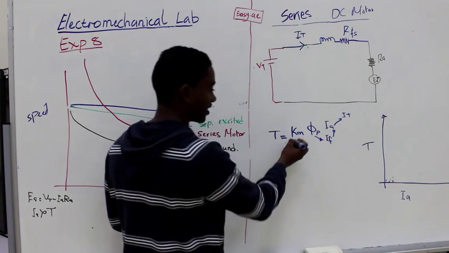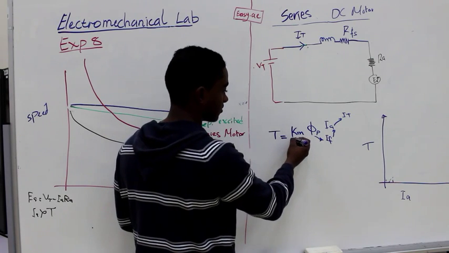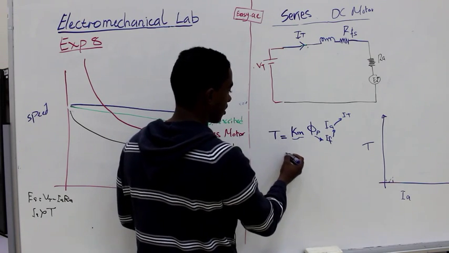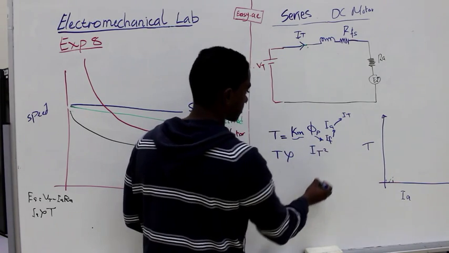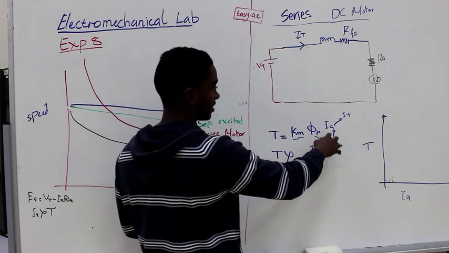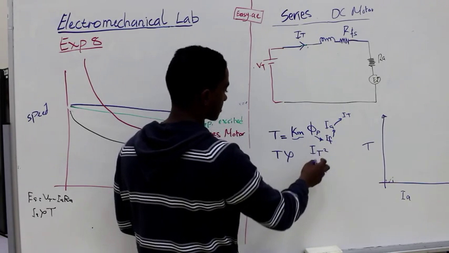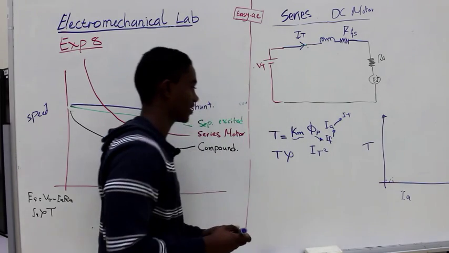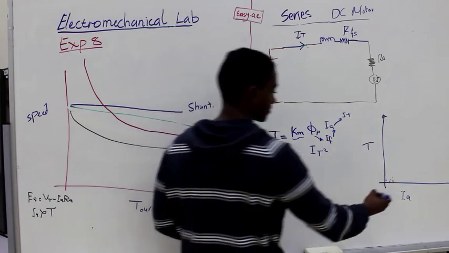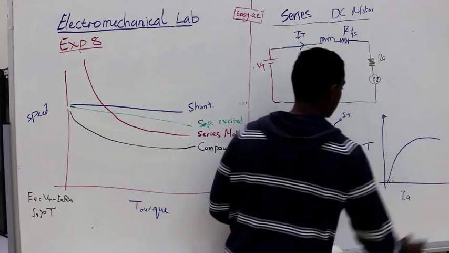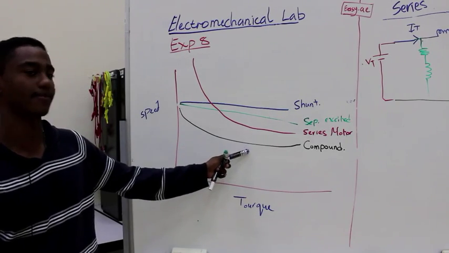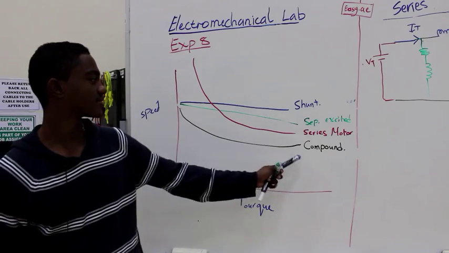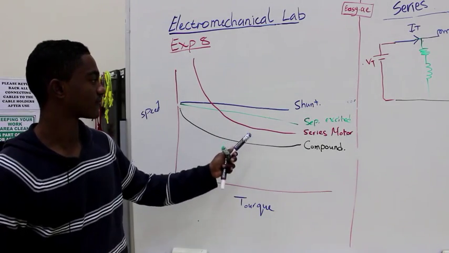So if we assume that Km is nearly constant, we're going to have T proportional to IT squared, because IF depends on IT and IA is the same as IT, so it's going to be Km IT squared. So we're not going to have a linear relationship, as you're going to see in the function here. It's totally nonlinear. Now we're going to move to the compound motor, as you can see here in the black curve. The compound motor is not very nonlinear like the series motor.